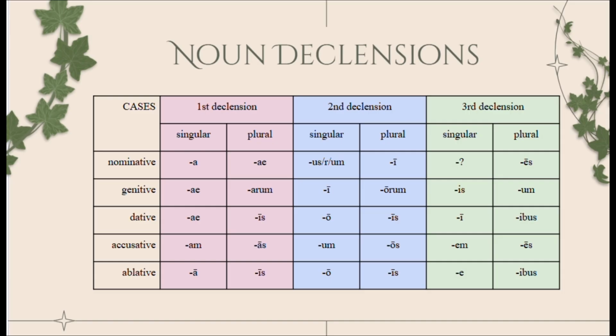Okay. And also worth knowing is that to learn each of these declensions, there are songs that encompass most of the endings. Now, I will say for the second and third declension singular nominative, you see US/R/UM. There are multiple options that it could be. And for the third declension, there's that question mark, which I'll talk about a little bit later, but it just means that it could be anything.